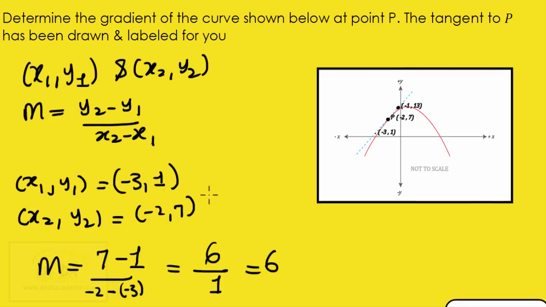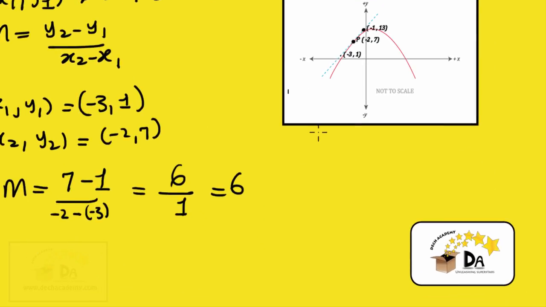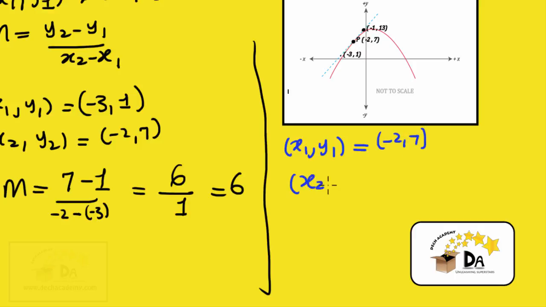Now if, instead of using this point and that point, I use P and this point, we'll get the same gradient, and I'm going to show you. If we let x1, y1 be minus 2, 7, and x2, y2 be minus 1, 13. Just in case it isn't clear, to find the gradient of the line, we only need 2 points, and I chose to use these two, this one and that one. This time, I'm going to use a different set of 2 points. Why? Because I just want to demonstrate that it doesn't matter which 2 points you pick. As long as you pick 2 points that lie on a line, you get the same gradient regardless of which 2 points you pick.